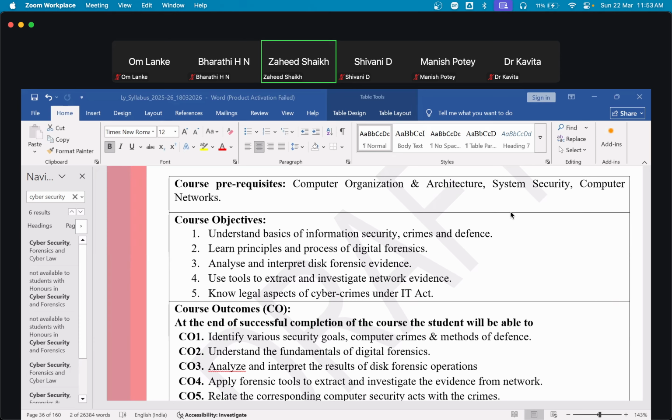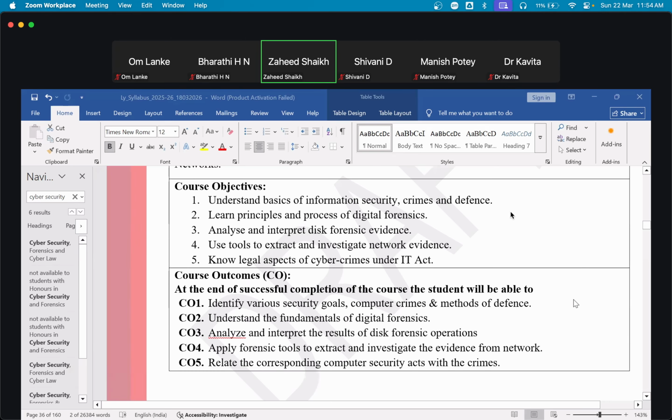Number two, you try to understand the basic principles and the methodology for carrying out a digital forensic investigation. Objective number three is to analyze and interpret the forensic evidences which you have retrieved from the crime scene. So basically, how cybercrime investigators investigate, what process they follow, how they retrieve, analyze, and interpret. That is what we'll be learning through the third objective. Fourth objective is to use different sorts of tools for conducting the investigation process. And objective number 5 is more about understanding the legal aspects, the consequences, pros and cons associated with each of the cybercrimes that are getting reported.